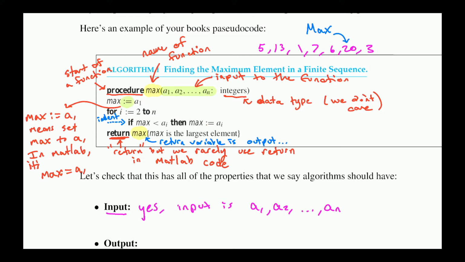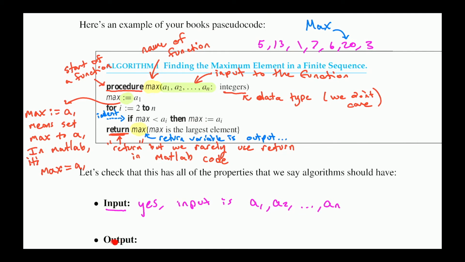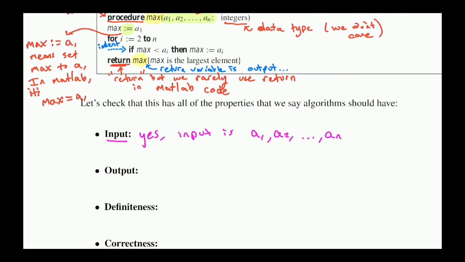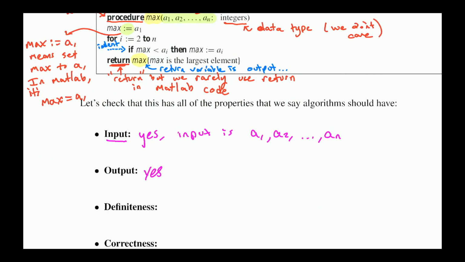Okay. Output. That's next, right? Yeah, it is. So what's the output? Well, output is max right here. It's the max variable, which should be the maximum value of the list. Max, that's the output. I'll say output is max to match up with what I wrote on the line before.